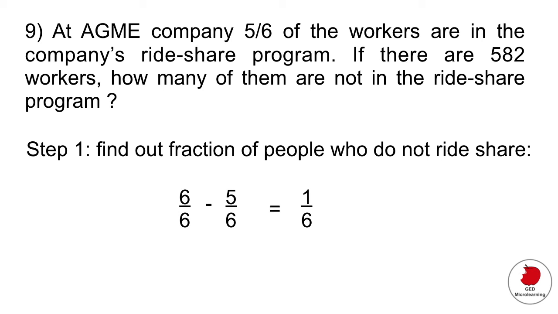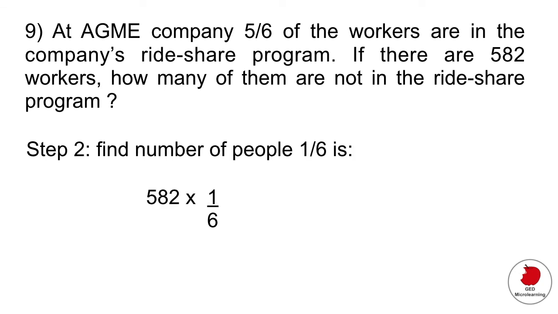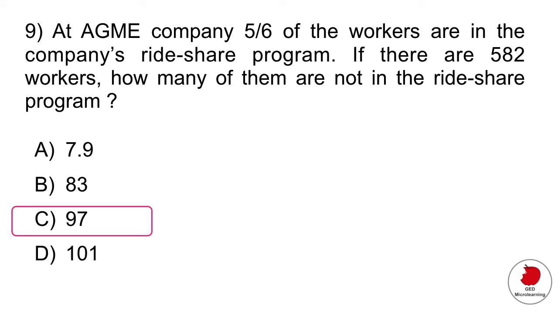Now all you have to do is multiply that fraction by the total number of people in the company. So if you multiply by that fraction, you multiply across, and then divide by 6, that gives you 97 people. Option C.